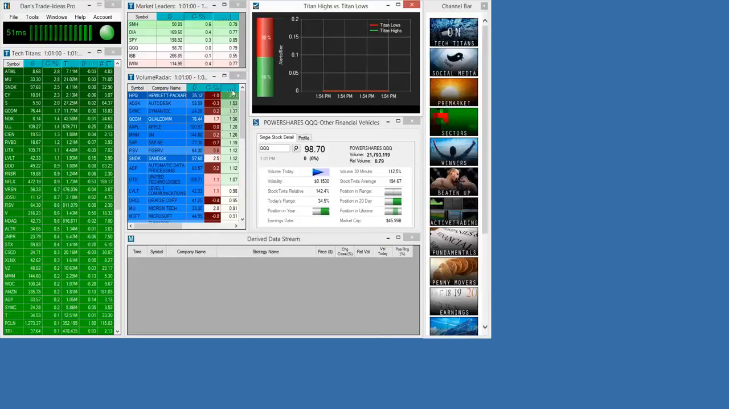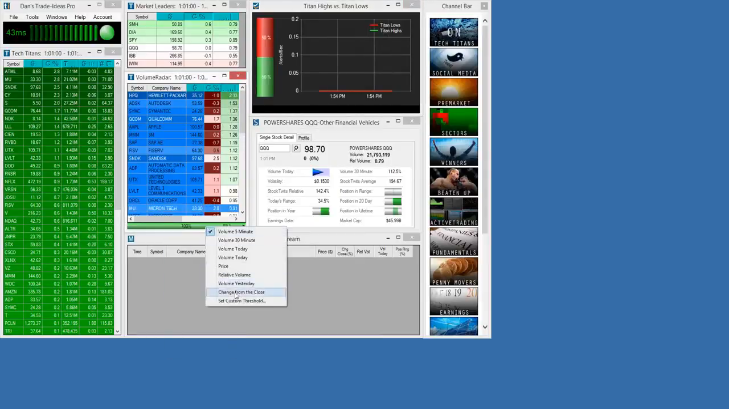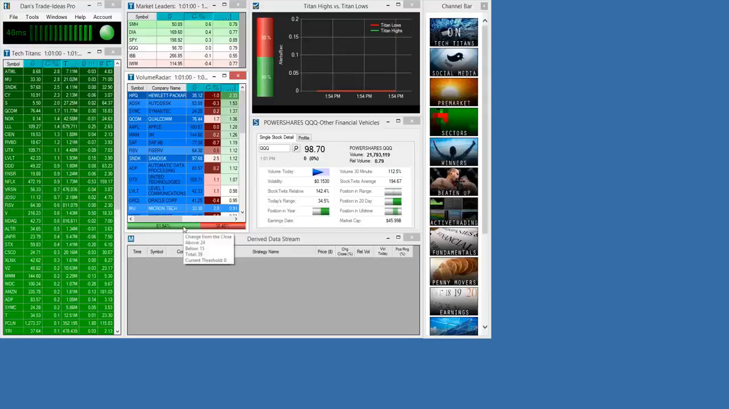Again, another example, sorted by which has the most unusual volume, and you can quickly add the cylinder score with change from the close, and you can see that the big tech names today were very strong. So that helps you see, if your thesis is bullish, this will help support your thesis.